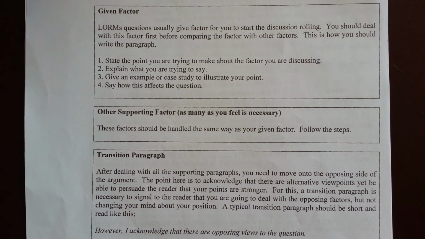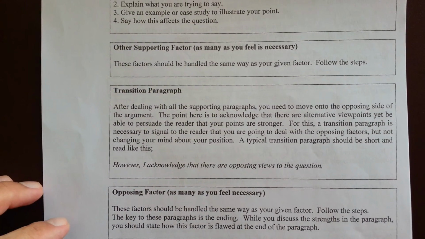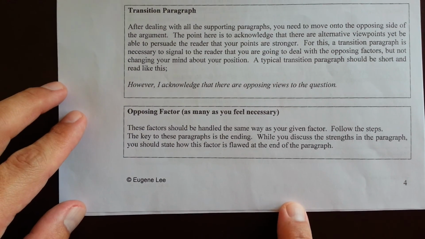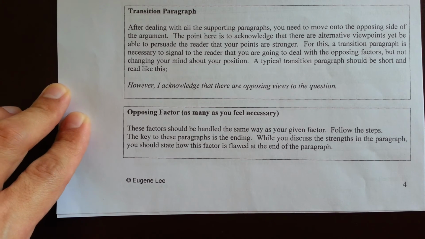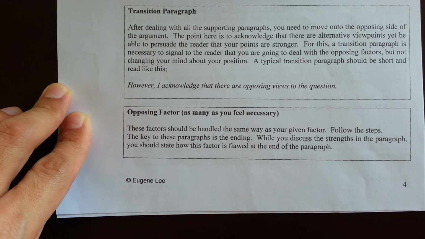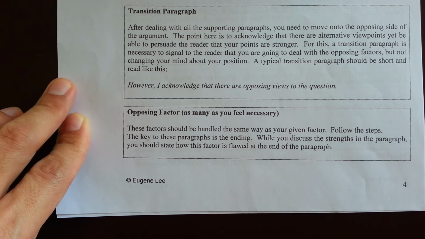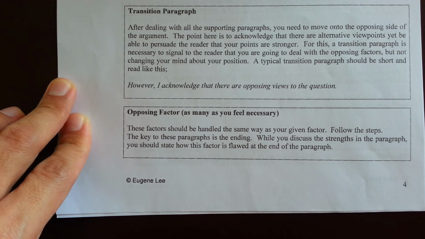we need what is called a transition paragraph. Now, a transition paragraph is a very simple line. Simple, yet powerful. Because what the transition paragraph says is, I acknowledge their opposing views. I don't necessarily agree with them, but in the spirit of being fair, I acknowledge that they exist.